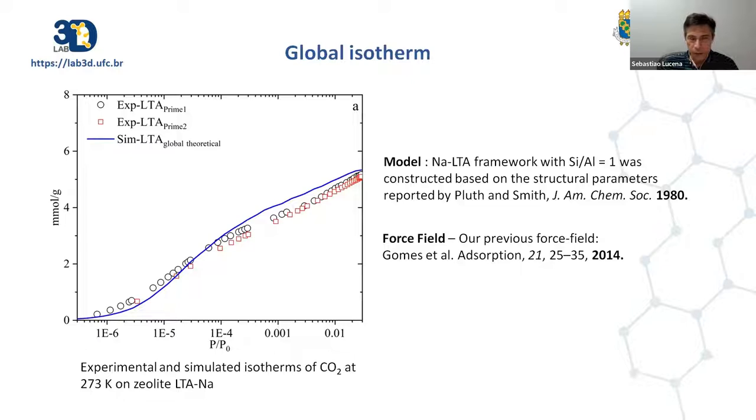Well, with this combination of model and force field, we obtain a simulated isotherm, the blue line in the graph, close to the experimental isotherms. These experimental isotherms are from two samples of NaLTA synthesized in different laboratories by our group. This simulated global isotherm, the blue line, should be seen as a first guess about the actual structure of the zeolite revealed by the experimental isotherms. This is important to keep in mind.